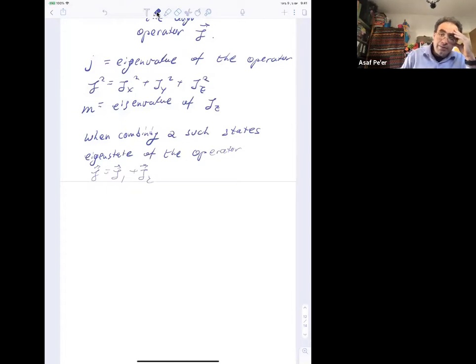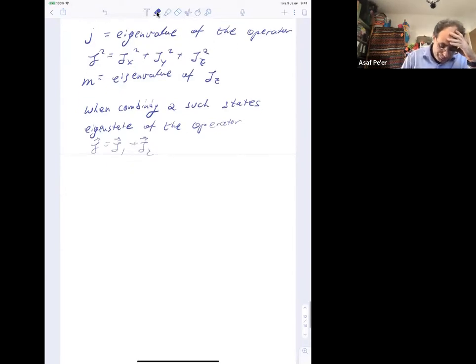So this is described as a linear combination. It can be described as a linear combination.